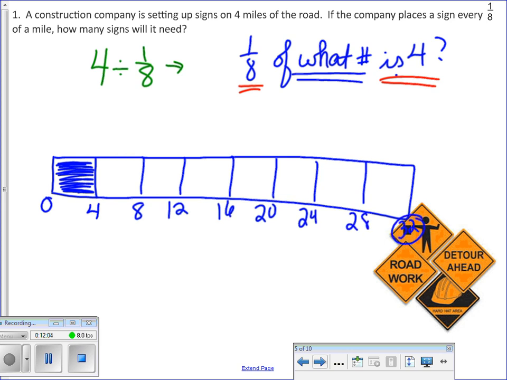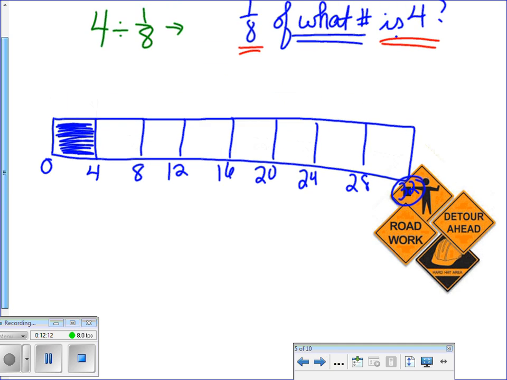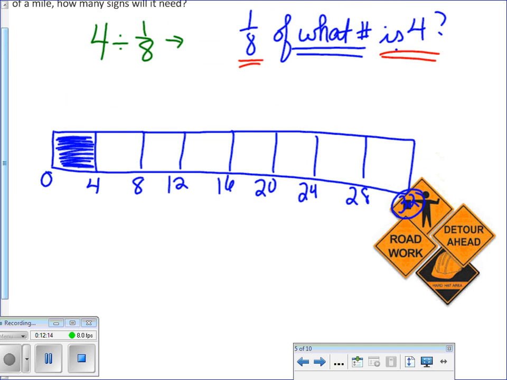You always want to make sure you identify your answer. Everybody did well on the last test. Most people did, but some people lost points because they forgot to identify their answer. If I found the answer on your chart, you got partial credit. But if you didn't identify what the answer was, I can't go around guessing. So the answer is the company will need 32 signs.